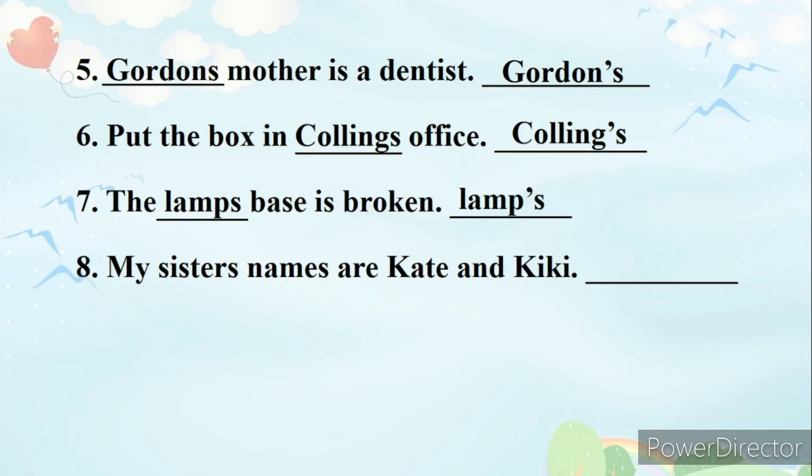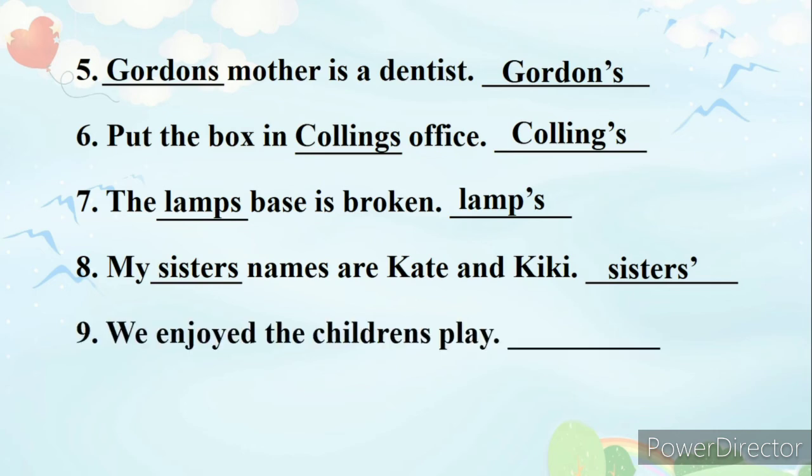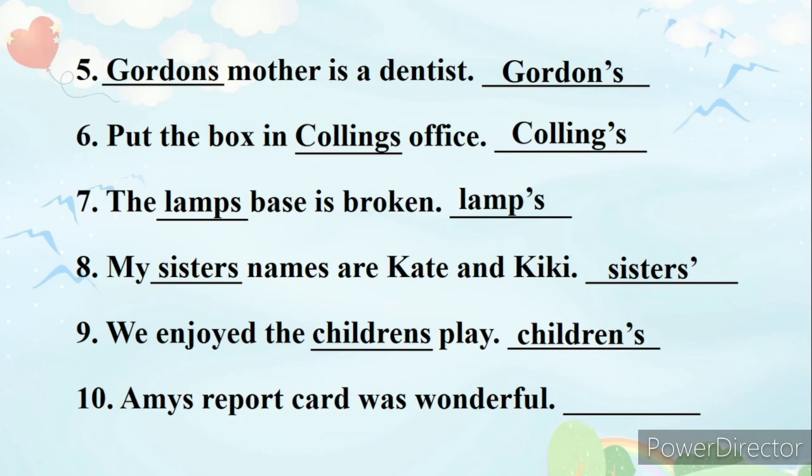8. My sisters' names are Kate and Kiki. Sister is the noun here, and the possessive form is sisters', adding only apostrophe, because the noun has s at the end, so we have to add only apostrophe. 9. We enjoyed the children's play. Here children is the noun, so you have to underline children, and the possessive form will be children's, adding apostrophe and s.